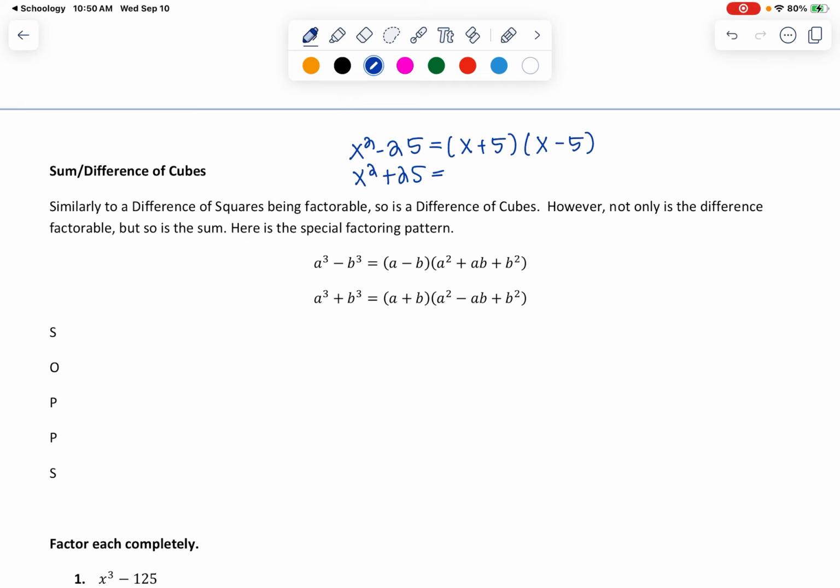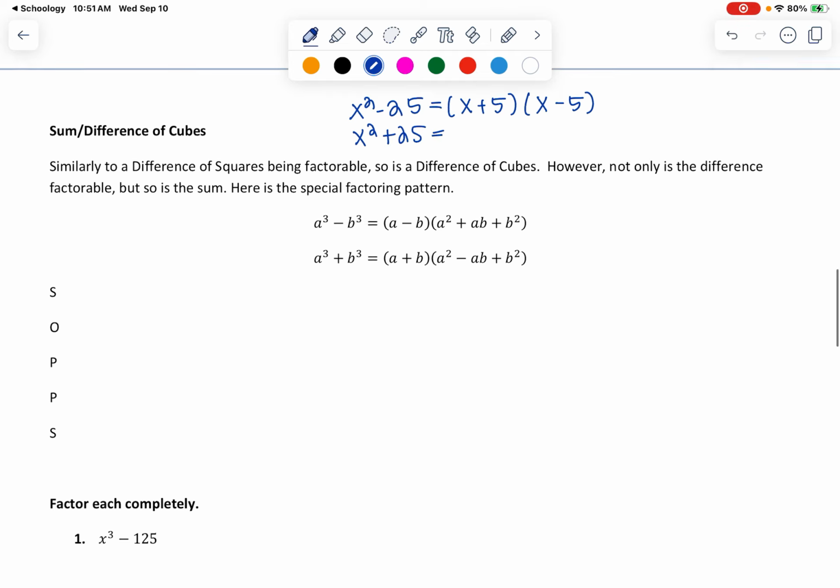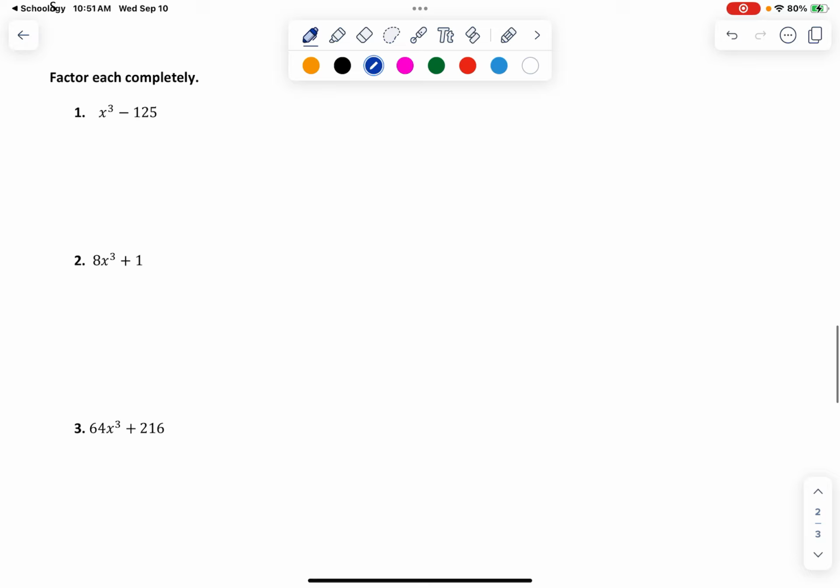So for this next blurb right here, I'll say it better than what I'm trying to say. Similarly to the difference of squares being factorable, so is a difference of cubes. However, not only is the difference of cubes factorable, but so is the sum. And then here's a special factoring pattern. So really quickly, what a sum and a difference of cubes look like.